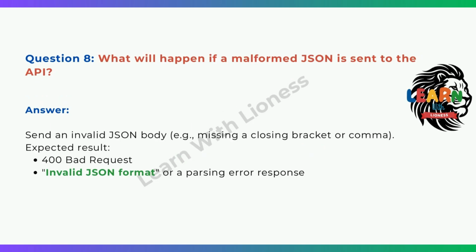Question 8. What will happen if a malformed JSON is sent to the API? Answer. Send an invalid JSON body, for example, missing a closing bracket or comma. Expected result: 400 Bad Request. Invalid JSON format, or parsing error response.